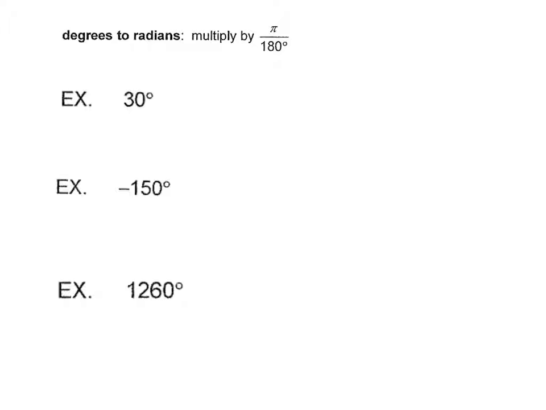So I want to convert 30 degrees to radians. I multiply by pi over 180 degrees. So degrees on top and degrees on bottom will cancel. And then when you reduce the fraction, cross diagonally reducing 30 and 180, you get 6. So it's pi over 6 radians.